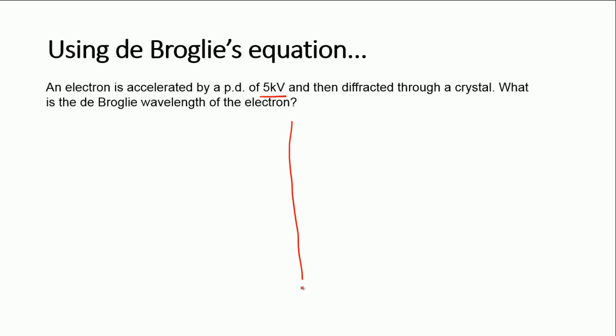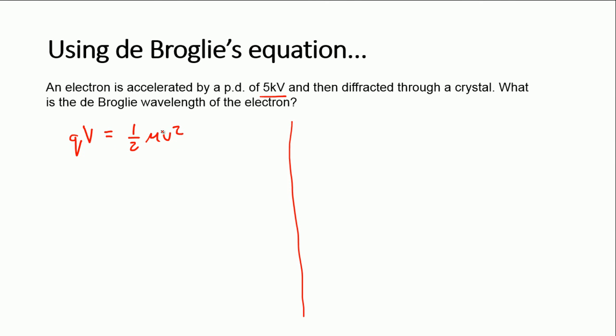So I'm going to chop this page into two, and over here I'm going to find the velocity of the electron, which is the thing we need to do first, and then I'm going to put it into the de Broglie equation to try and find the wavelength of the particle or the electron. So we're going to use energy conservation first of all. The work done on the electron, i.e. Q times the voltage, electrical potential energy, is equal to the change in kinetic energy of the electron.